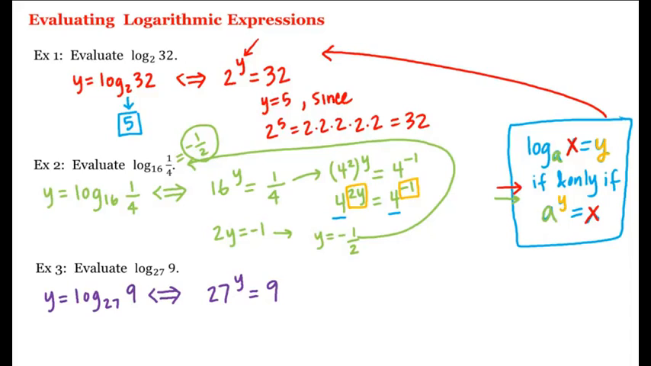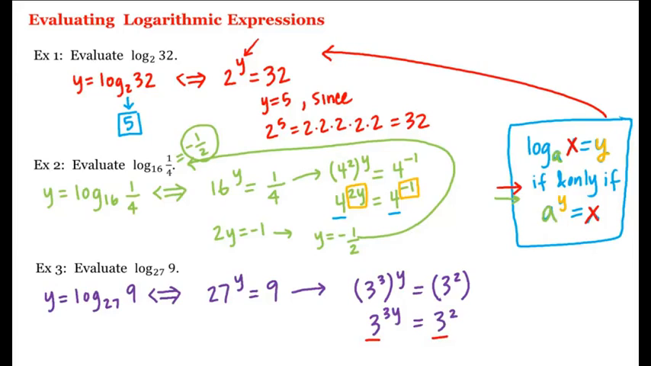Now both 27 and 9 are powers of 3. In other words, we can rewrite this as 3 cubed raised to the y-th power is equal to 3 squared. Again, by properties of exponents, we can multiply the exponents on the left, so we have 3 to the 3y is equal to 3 squared.